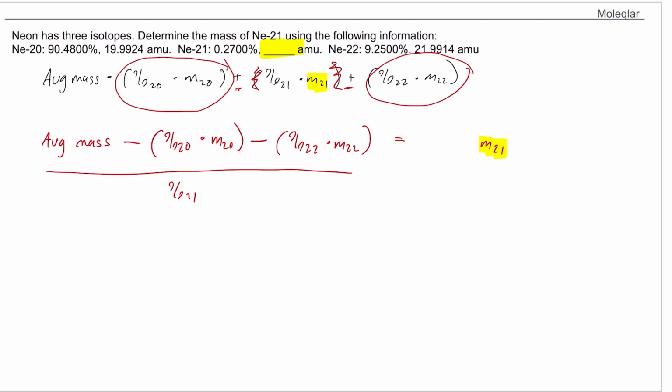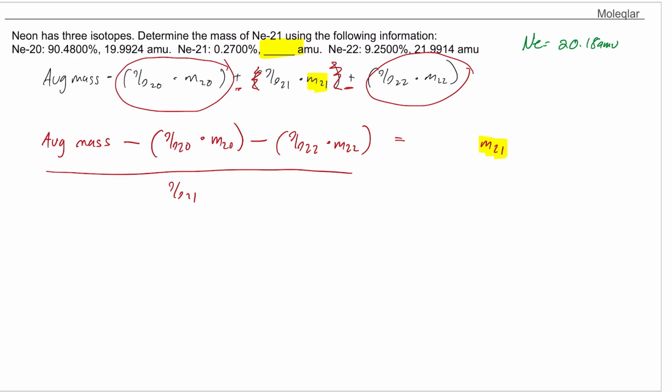So now we're in a good place to start plugging in our values. Now, we don't have an average mass for neon. Remember from our last video where that is found. That's found from our periodic table. So neon has an average mass of 20.18 AMU. So that's an easy find. If you're ever looking for an unknown and that unknown is an average mass, that is always going to be found on the periodic table.